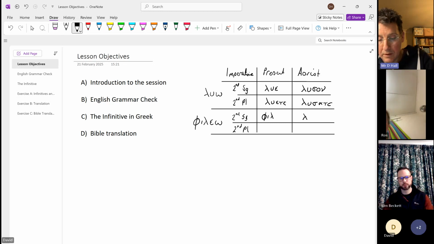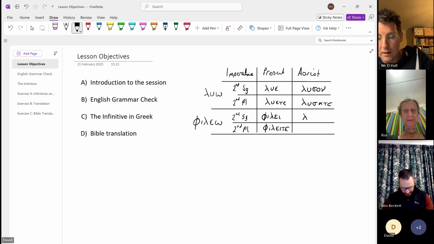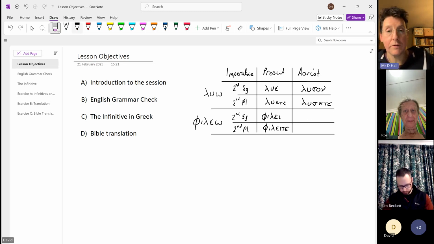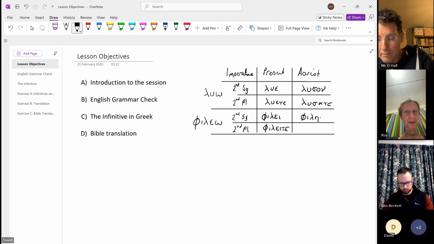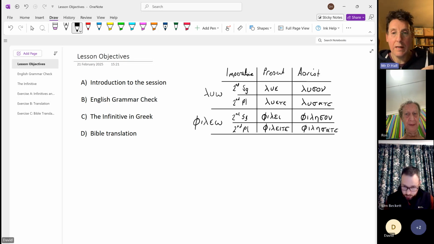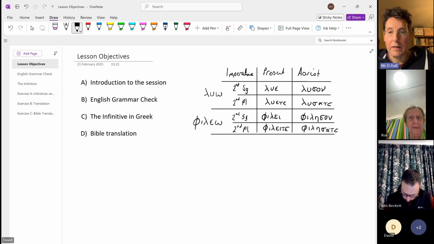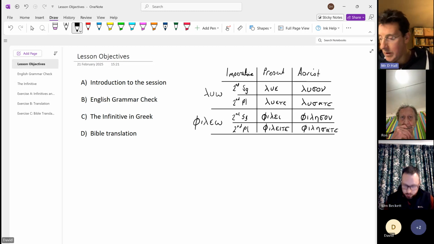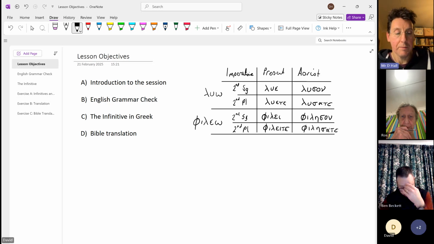I meant to put philei and philete. And then with our aorist for philo, then we have phileson and then philesate. So the epsilon lengthens and stays, but it turns into an eta, and then the sigma gets included as the aorist, and then obviously the endings are as you'd expect. So that was the imperative. We looked at that last time, and it just gives us an idea on the form for those.